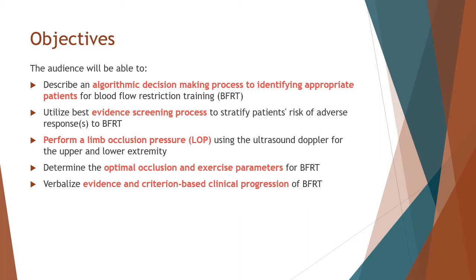Okay, so there are 5 objectives of this presentation. The first is to describe an algorithmic decision-making process to identify patients who are appropriate for blood flow restriction training, or BFR. Utilize an evidence-based screening process to stratify patients' risk of adverse responses with BFR. Perform a limb occlusion pressure using an ultrasound Doppler for the upper and lower extremity and go through the procedures of each. Determine the optimal occlusion and exercise parameters and specifications for BFR, and verbalize the evidence and the criterion-based clinical progression that is otherwise recommended with BFR.